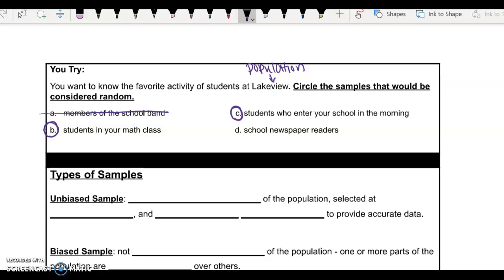Students who read the newspaper is not a random one because, again, they all have that thing in common. They all have that one activity that they do in common. And so it's not random. They all have a similar thing already, and you already know a similarity about them before you take any information from them. So because they all do something already that you know that they all like, it's not random.